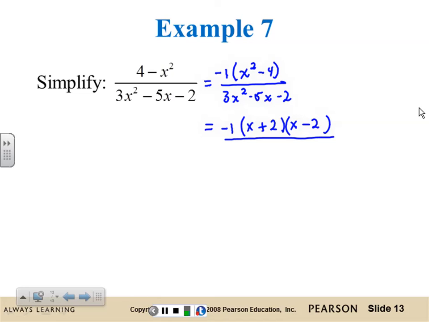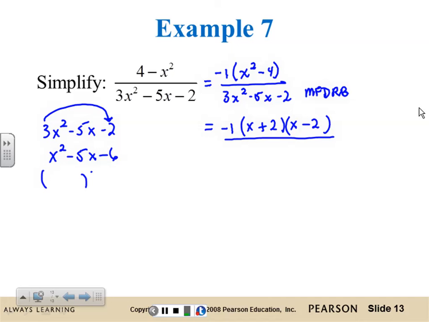Now, for the denominator, I have a trinomial. My leading coefficient is not 1. So remember, we have to do bottoms up. Instead of messing up my problem, I'm just going to go off to the side and do the work there. So if I have 3x squared minus 5x minus 2, remember, first thing we're going to do is multiply the first times the last. So we're going to have x squared minus 5x minus 6. And then I'm going to factor.